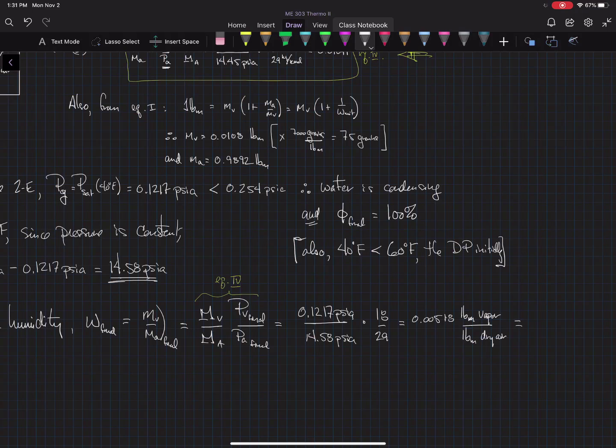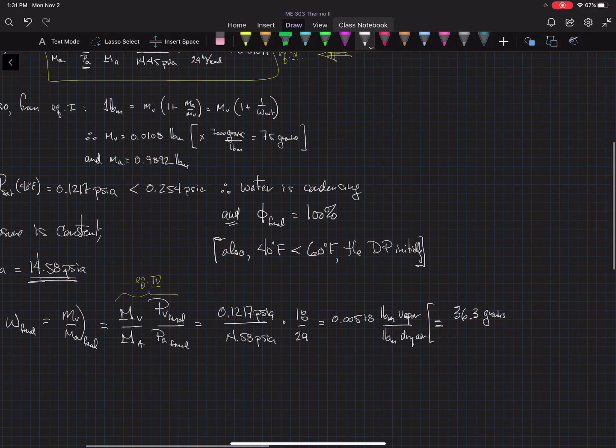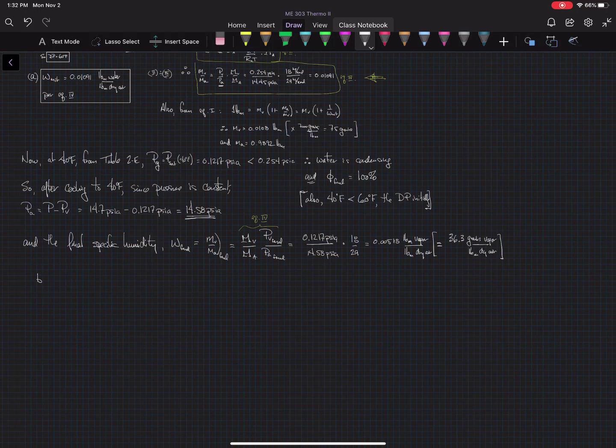When I worked at Allied Signal or Honeywell, this is how we expressed humidity in air conditioning systems for airplanes, in grains of water per pound mass of dry air, exactly like this. So numbers around 30 to 50 are common. So there we go. The final humidity ratio is going to be 36 grains per pound mass of dry air, or 0.00518 pound mass of vapor per pound mass of dry air.